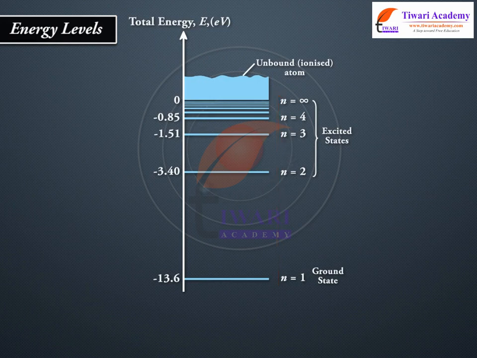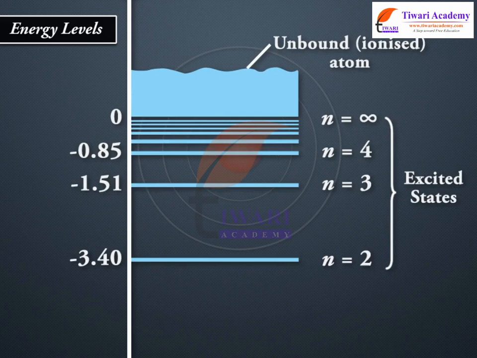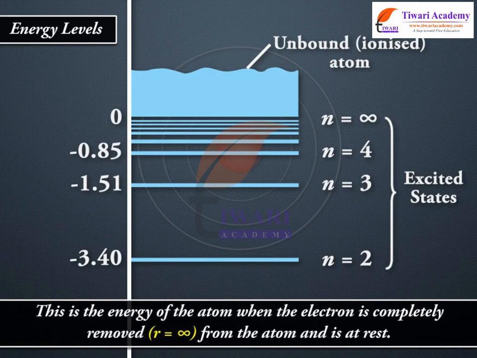In this diagram, the highest energy state corresponds to n is equal to infinity and has an energy of 0 eV. This is the energy of the atom when the electron is completely removed, r is equal to infinity, from the atom and is at rest.